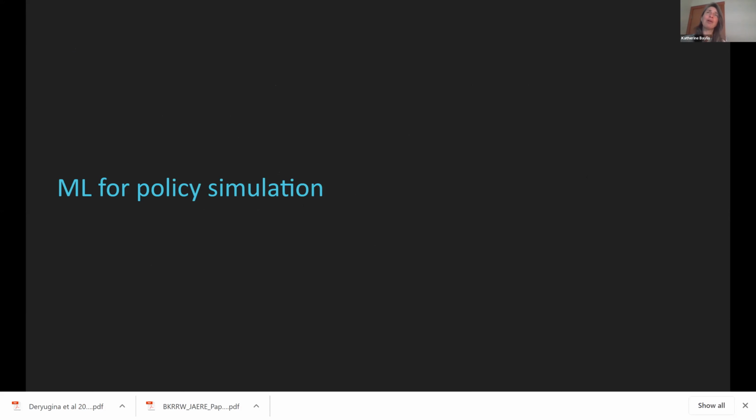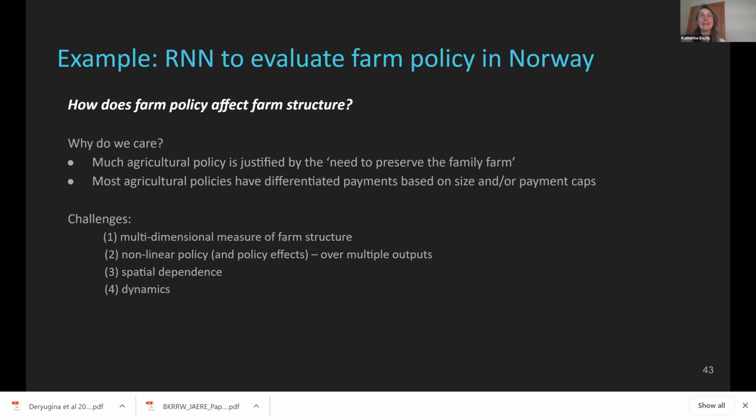I want to talk just a little bit about neural networks for policy simulation, just because this is maybe a place that folks haven't seen applications of machine learning in economics as much yet. And this is a real Aggie example. We're trying to use a neural network to evaluate the effect of farm policy in Norway. I'll explain why Norway in just one slide.